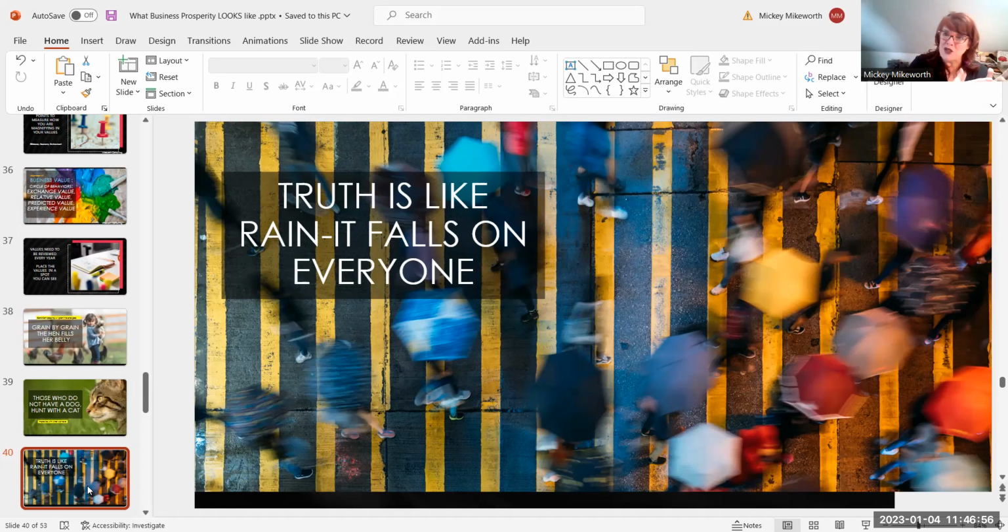So all of your imperfections, all of your perfections, all of that truth, all of that goodness, all of the positive and negative things that you do, it is like rain. Truth is like rain. It falls on everyone.